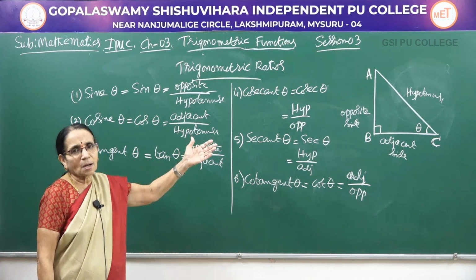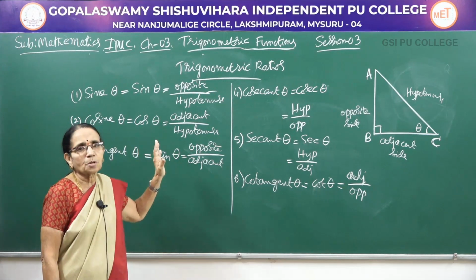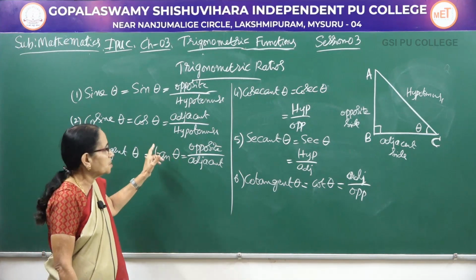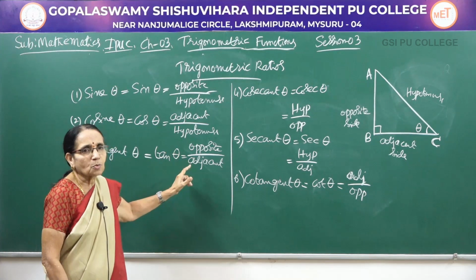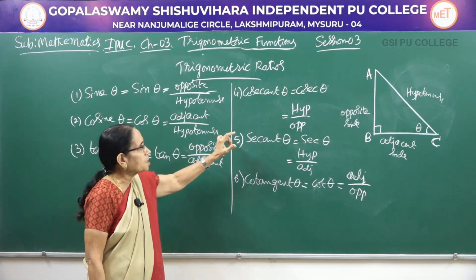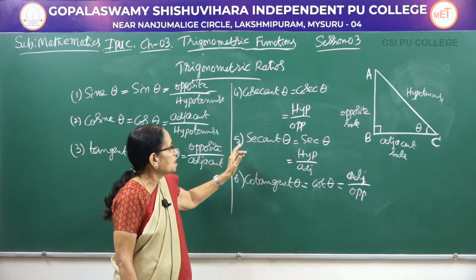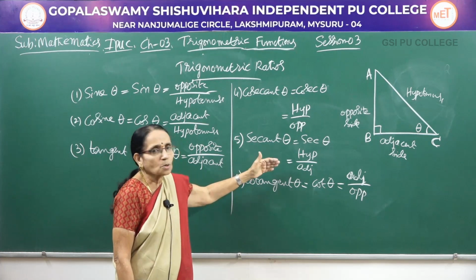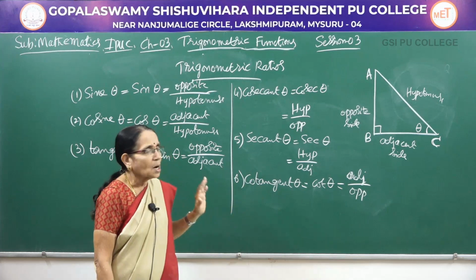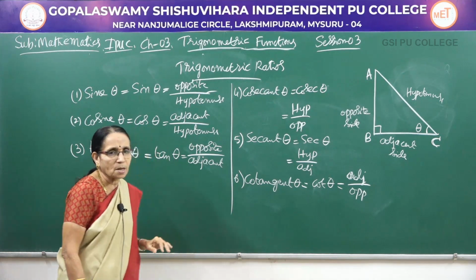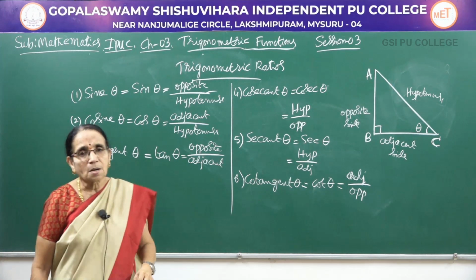So, whatever may be the triangle we are considering, generally you remember sin theta means opposite over the hypotenuse, cos theta adjacent over the hypotenuse, tan theta opposite over the adjacent side, and cosecant theta is hypotenuse over the opposite side, and secant theta hypotenuse over the adjacent side, and cotangent or cot theta is adjacent over the opposite side. So, this is how we define the 6 trigonometric ratios.